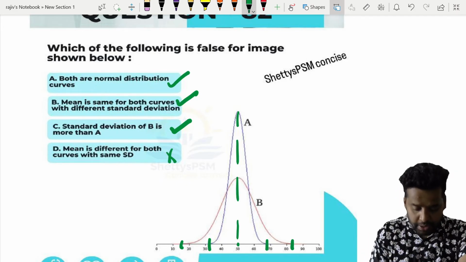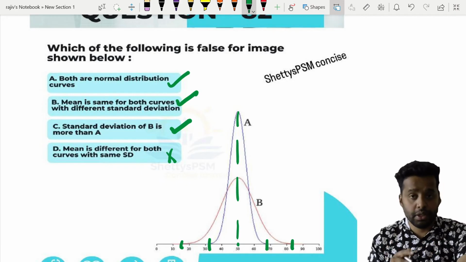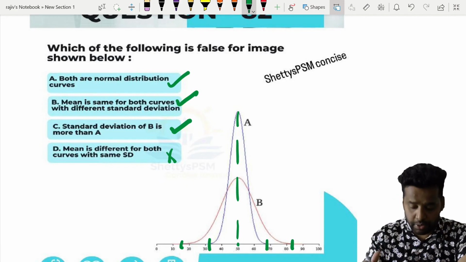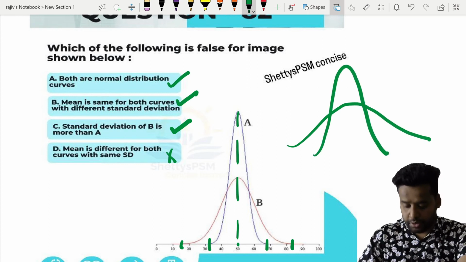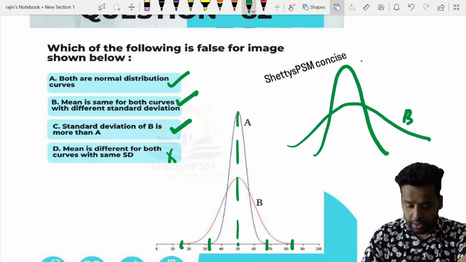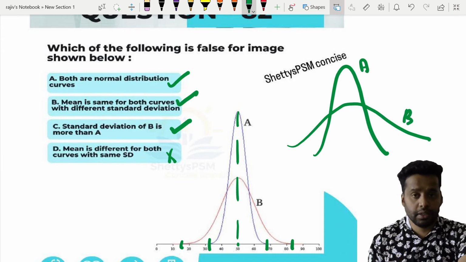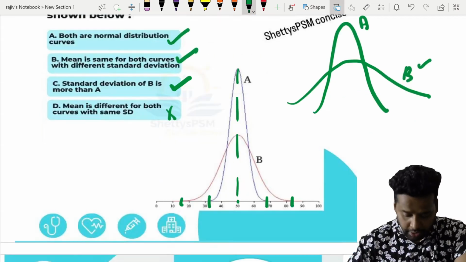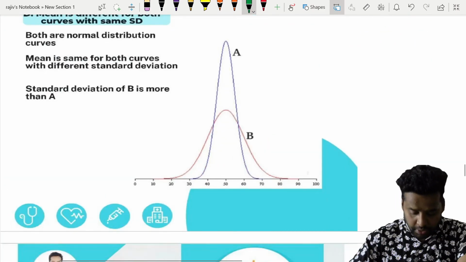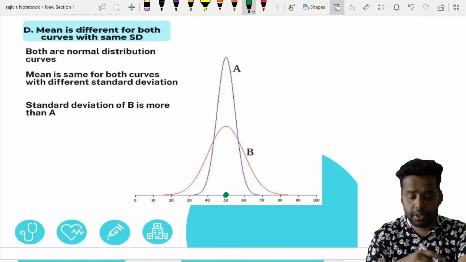Option D is wrong. Mean is different with the same SD? No. Mean is the same but SD is different. What is standard deviation? If two curves are given, B and A, the one having wider data has more dispersion. B has more dispersion compared to A. That was the question. Mean was the same but dispersion was different.